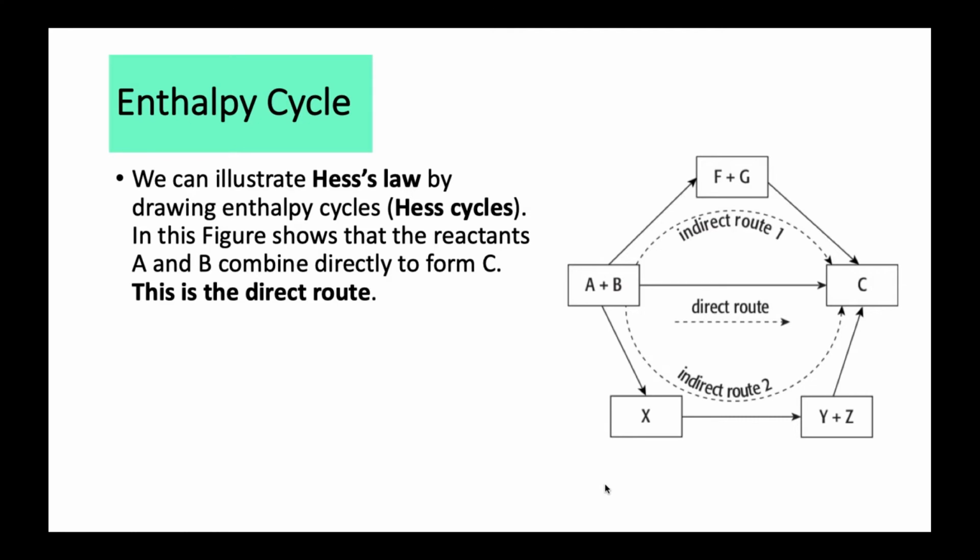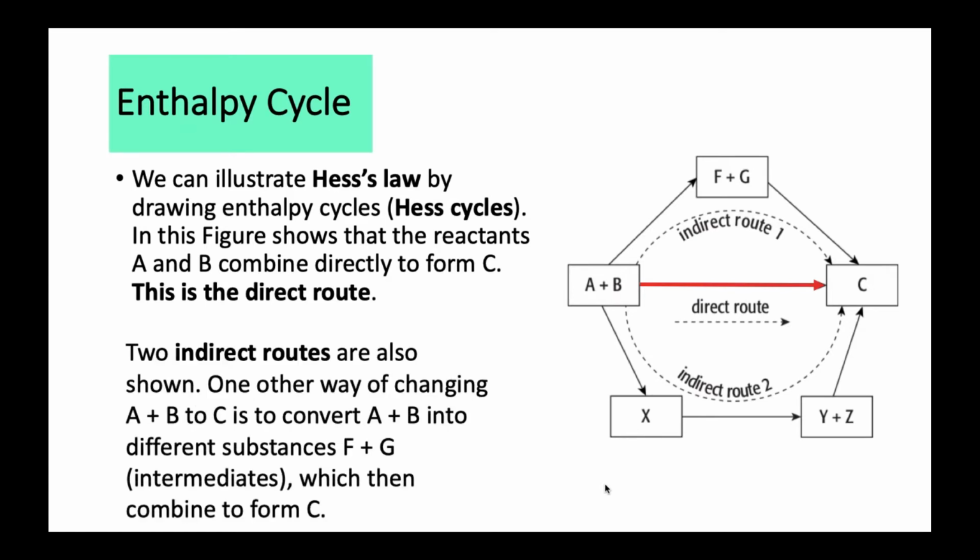This figure shows that the reactants A plus B combine directly to form C. This is the direct route. Two indirect routes are also shown. One of the ways of changing A plus B to C is to convert A plus B to different substances, F plus G, intermediates, which then combine to form C.